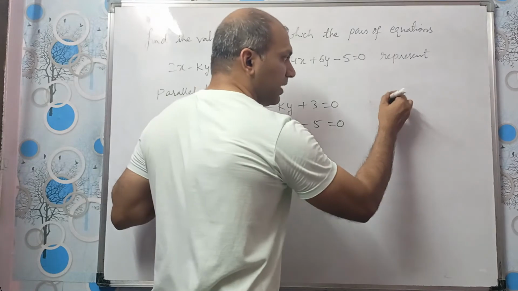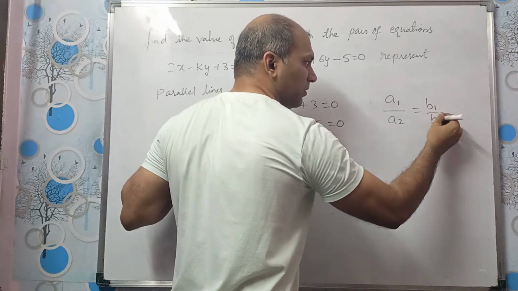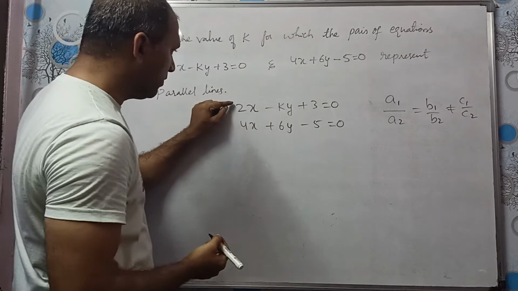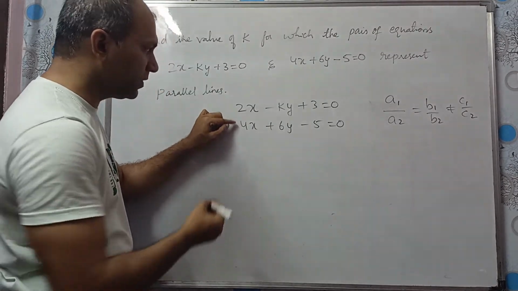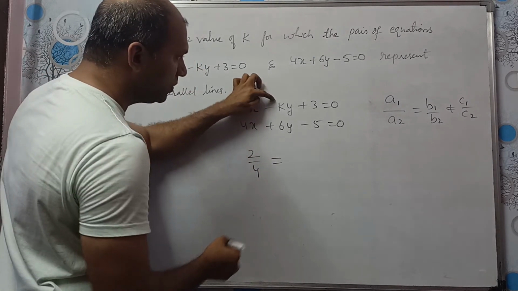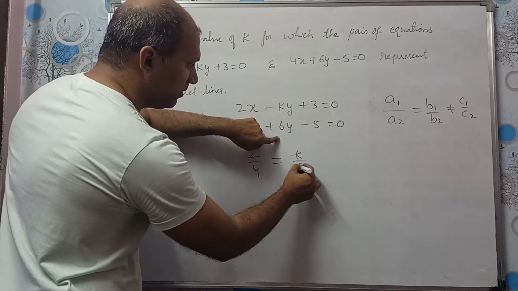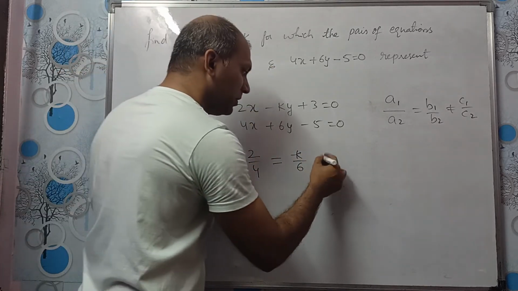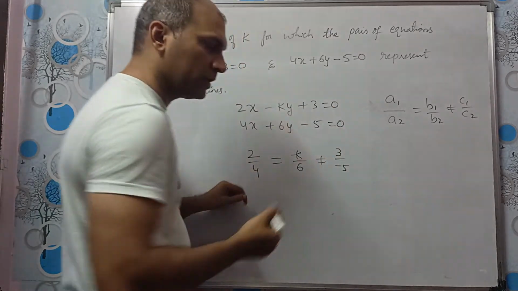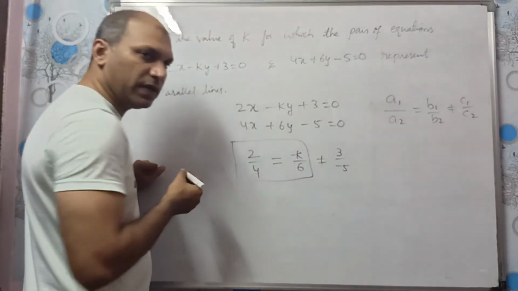What did we learn for parallel lines? A1 by A2 should be equal to B1 by B2, not equal to C1 by C2. So A1 here is 2, A2 here is 4. So this 2 by 4 should be equal to B1, which is minus k, divided by B2, which is 6. It should not be equal to this 3 by minus 5, right? So let us not worry about this. We need to find the value of k. So using this, we can find the value of k.